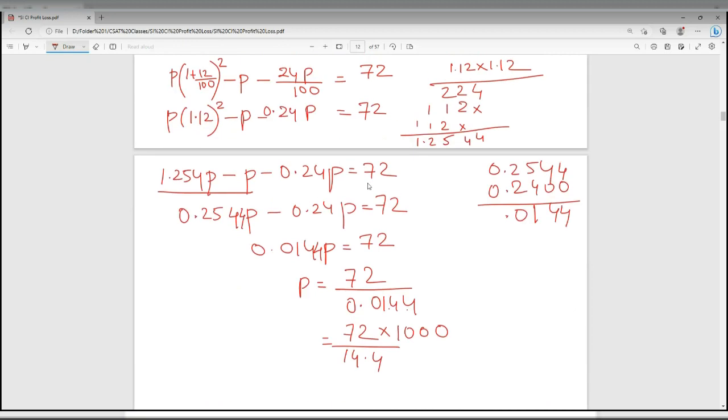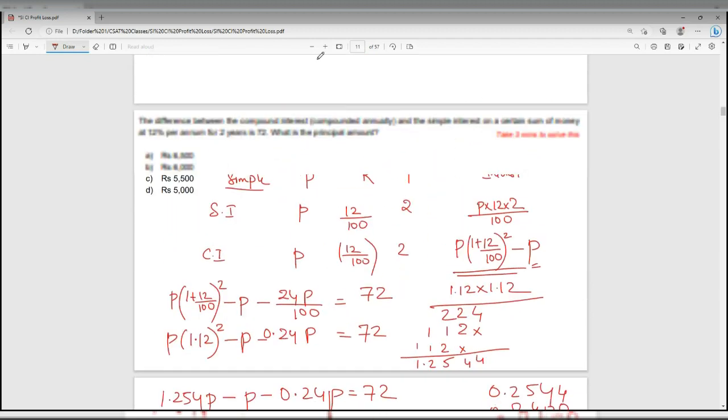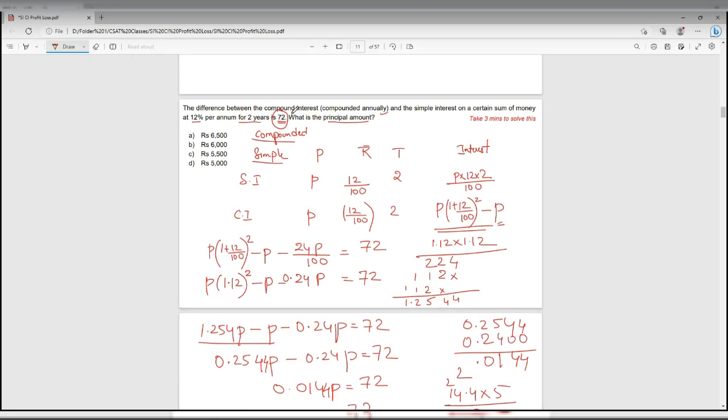I think 72 divided by 14.4 is 5. Yeah, 14.4 into 5 is equal to 72. So this is 5,000. The principal amount is 5,000. The correct option is option D, 5,000.